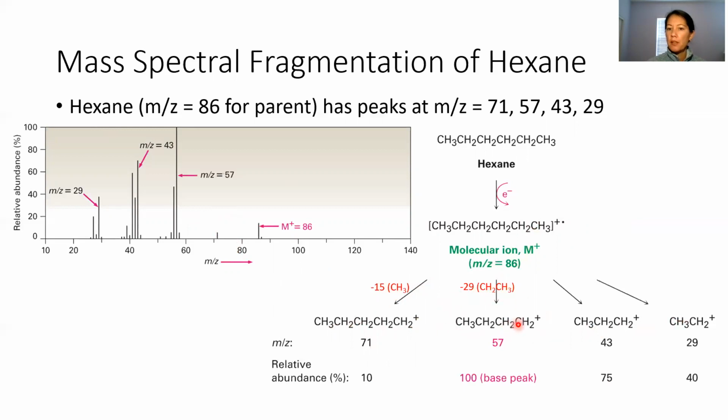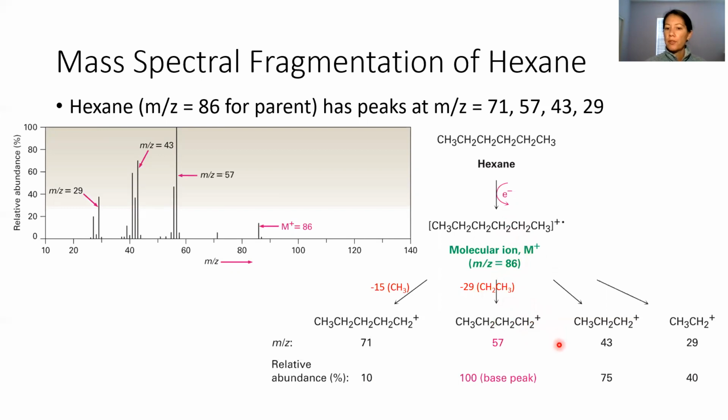What happens here? Going from 86 to 57, you lost 29 mass units. That corresponds to an ethyl. That makes sense. You could fragment here, get an ethyl, and this butyl. Sorry, yeah, so fragmenting ethyl gives you this guy, butyl.